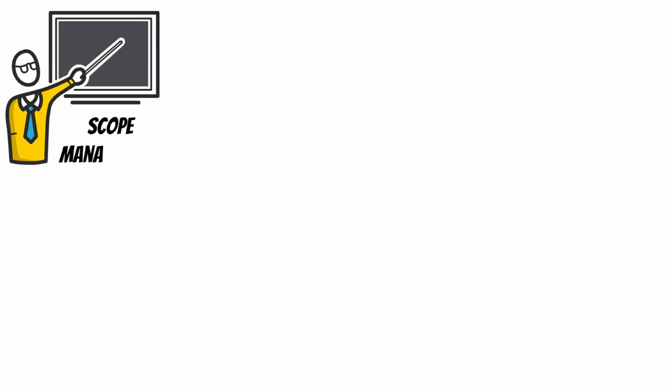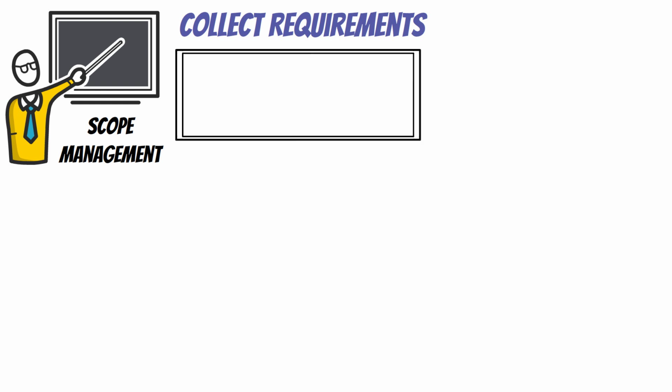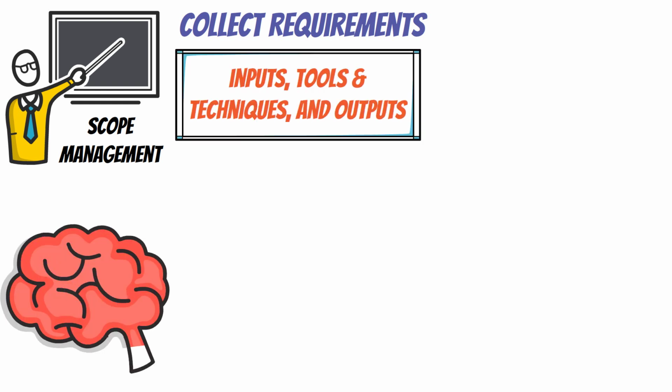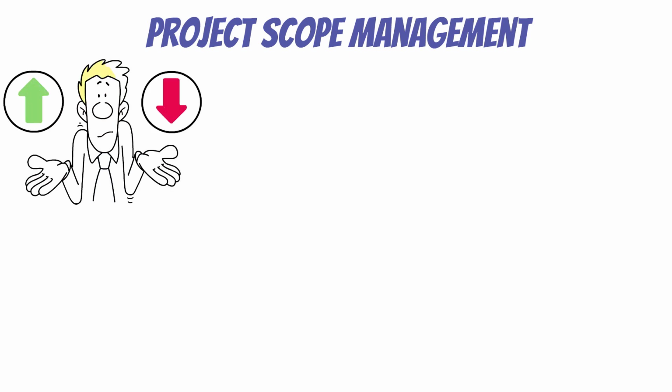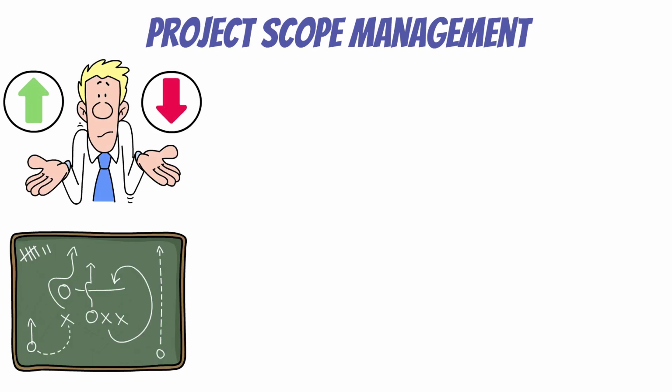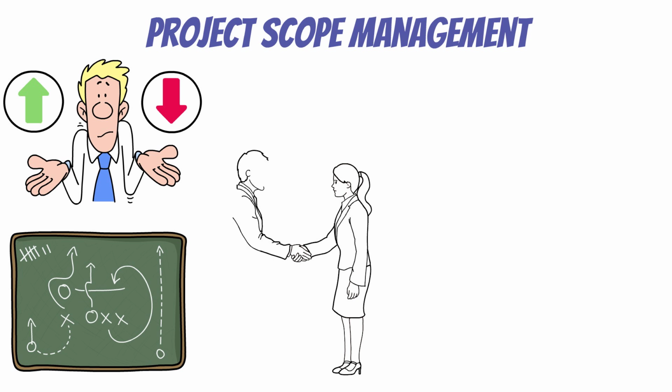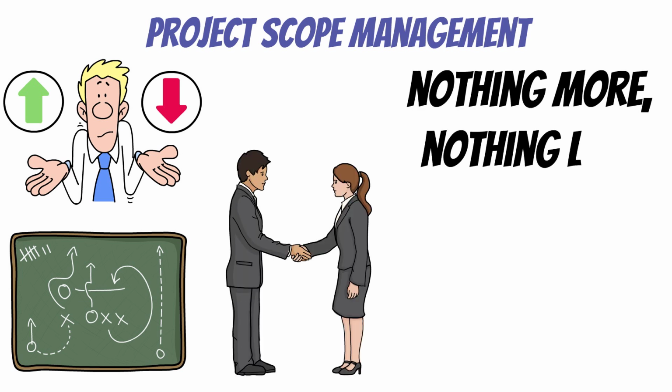Today, we're tackling one of the most critical processes in scope management, collect requirements. Before we get into the details of inputs, tools, and techniques, and outputs, let's do a quick recap of scope management so we're all on the same page. Project scope management is all about defining and controlling what work is and isn't included in a project. It ensures you deliver exactly what was promised, nothing more, nothing less.